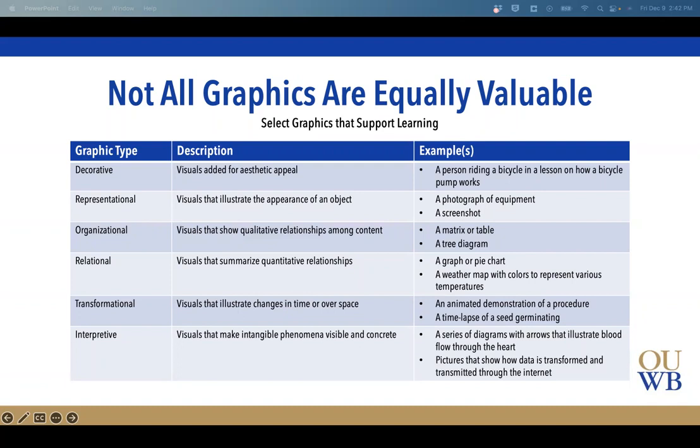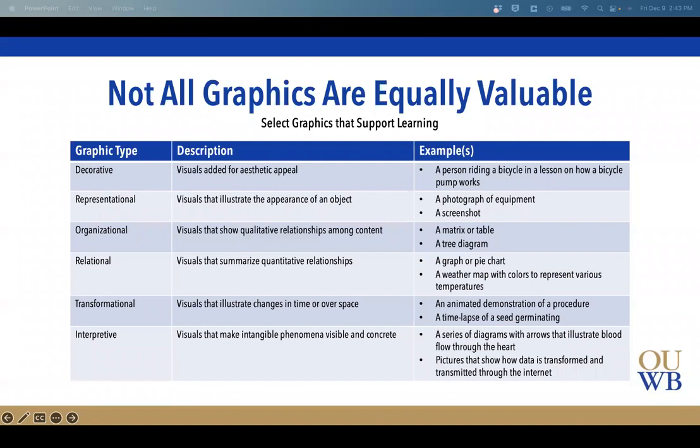The next two are sort of related, organizational and relational. They are visuals that show relationships either among qualitative content or quantitative content. So a table or a matrix can be something that shows a qualitative relationship. The table that you're seeing on the screen right now is an organizational graphic type, versus a quantitative relationship, which might be a graph or a pie chart. We've seen some examples of those previously in this session. We'll see a few more later in some of the evidence sections.